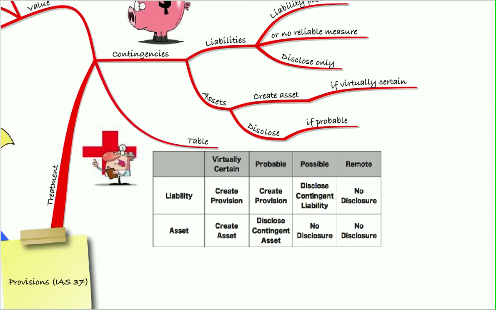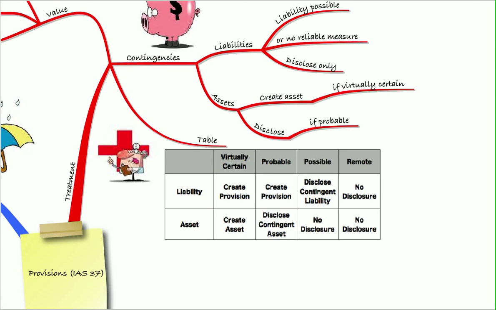So you need to learn this table. For a liability, if it's virtually certain, we create a provision. If it's probable, we create a provision. If it's only possible, we disclose a contingent liability. If it's remote, there's no disclosure. For an asset, if it was virtually certain, we would create the asset. If it was probable, we would disclose a contingent asset. And for possible or remote, no disclosure required. So you need to learn that table and be able to apply it in the exam.